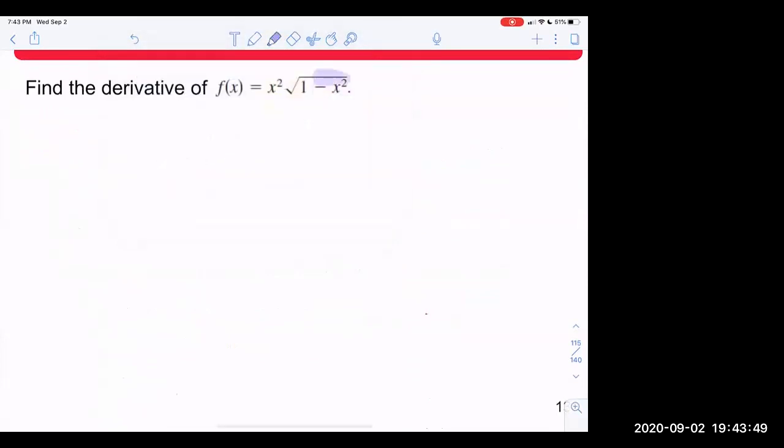So when you're looking at this, your overall function is square root, right? But inside it is a 1 minus x squared. So when there's stuff nested, they're composite functions. Okay.